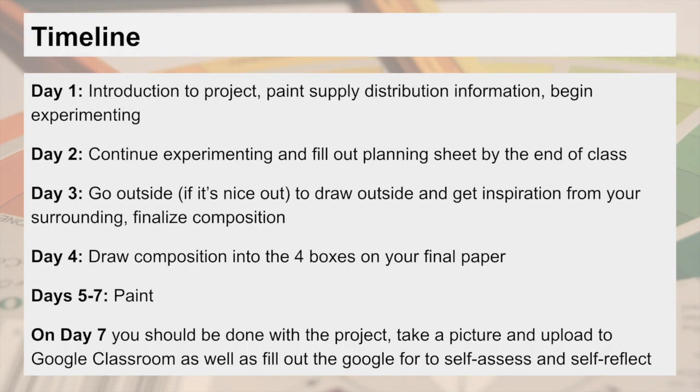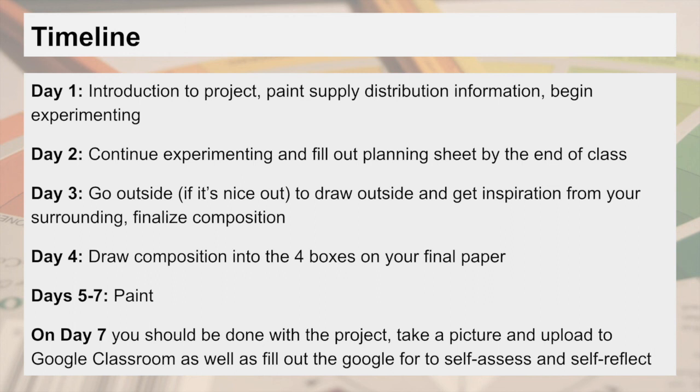All right, so your timeline. Day 1 is introduction of this project. You will be told how the paint supply distribution will happen, and then you can begin experimenting and filling out the color theory practice sheet. Day 2, you'll continue experimenting and filling out the planning sheet by the end of class. Day 3, if it's nice out, I'd like to go outside for you all to draw outside, get some inspiration from your surroundings, as well as finalize your composition.